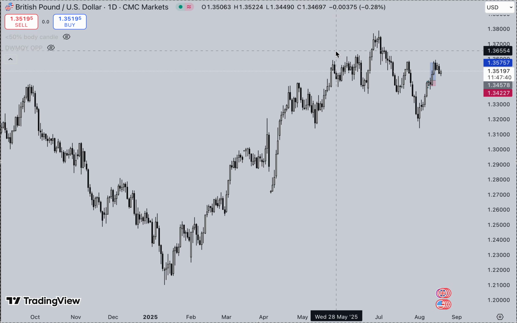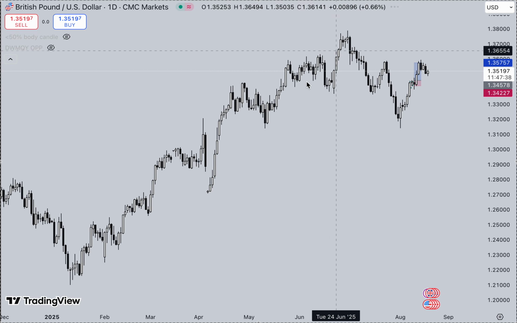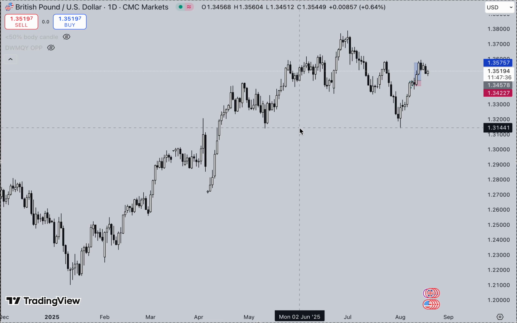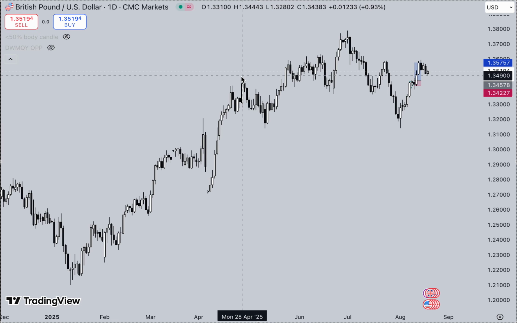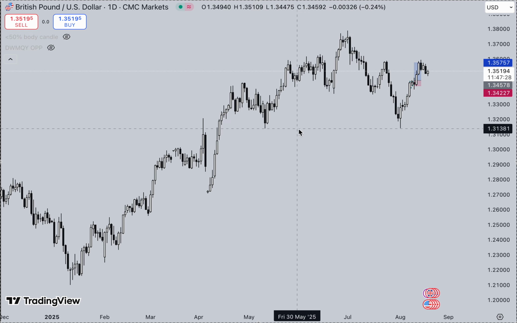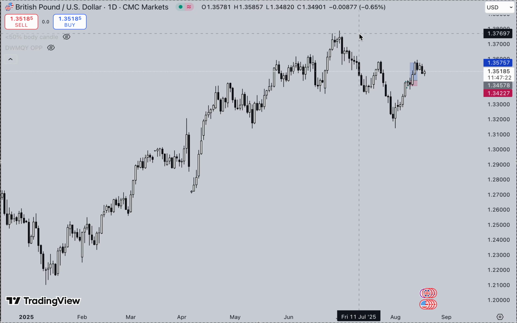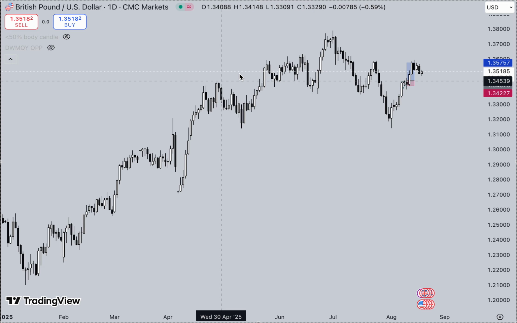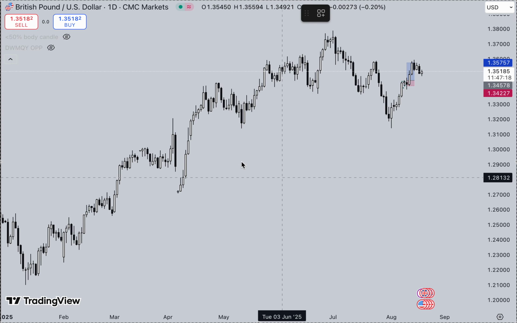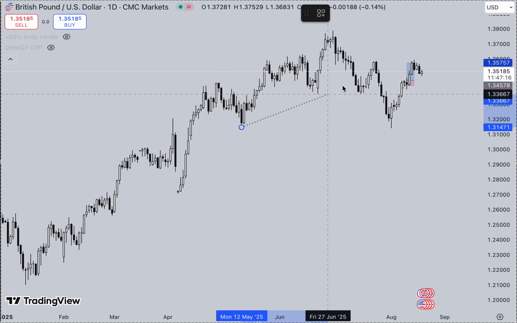Okay, so on GU, as you can see, we have this swing low here. This was a break of structure, this was the V-shaped reversal, and we came, swiped the low, and now we started to make higher prices. And then you can see also we have here.